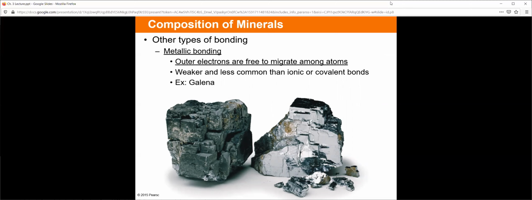Metallic bonding is weaker and less common than ionic and covalent bonds, and it produces, well, when I say metallic bonding, you're probably thinking metal, right? Something that looks metallic. Galena would be an example of that. You take a chunk of galena, chop it in half, the inside of it, the non-weathered, non-oxidized part, looks like shiny metal, right? That's probably because it's metallic bonding. Some of this stuff is just that easy.